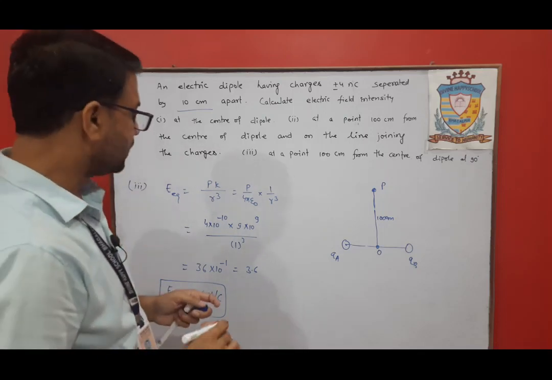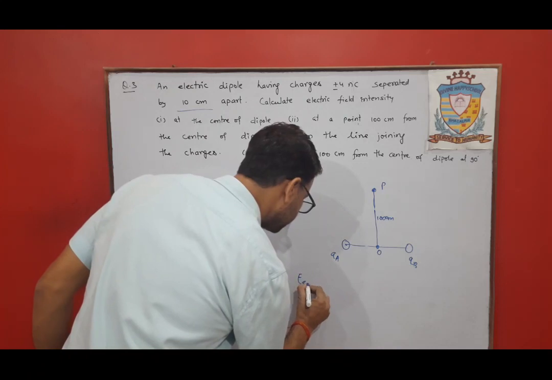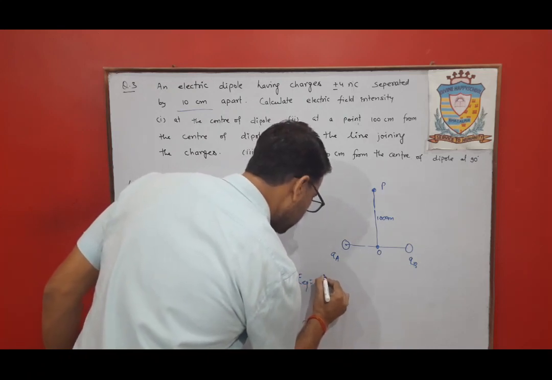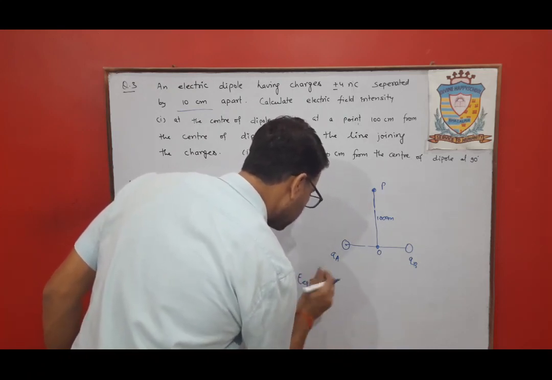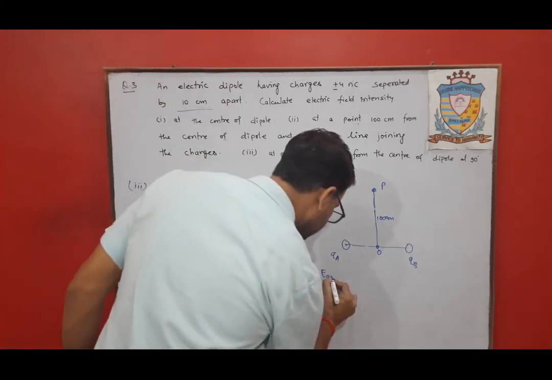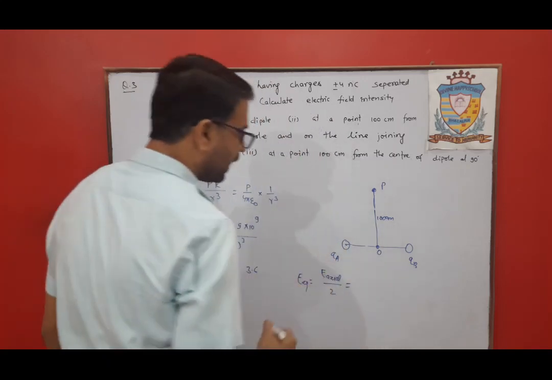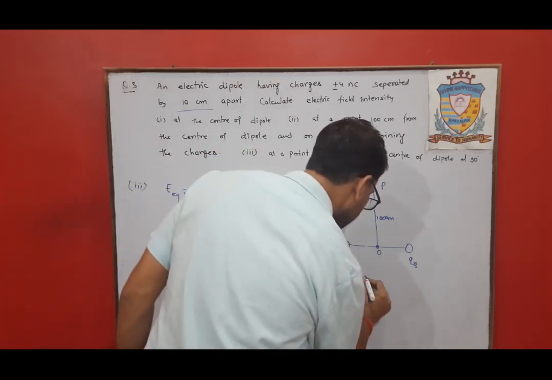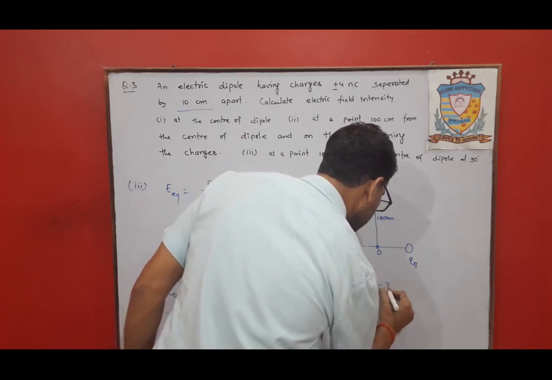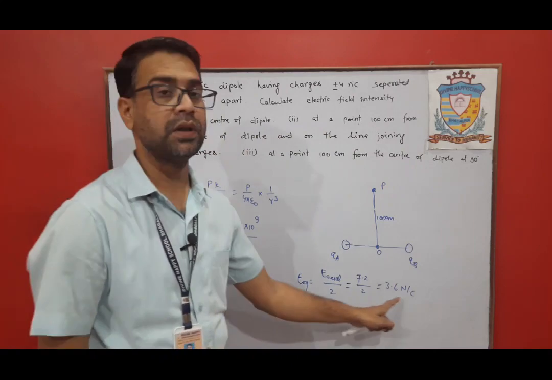And one more relation we have derived, that is, E equatorial is equal to the electric field at axial, if the distances are the same, E axial upon 2. The value of E axial is 7.2, so 7.2 upon 2 equals 3.6 Newton per Coulomb. So you can directly calculate using this formula.